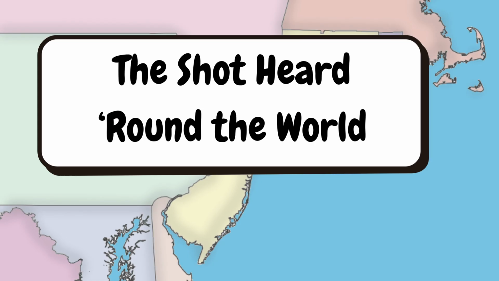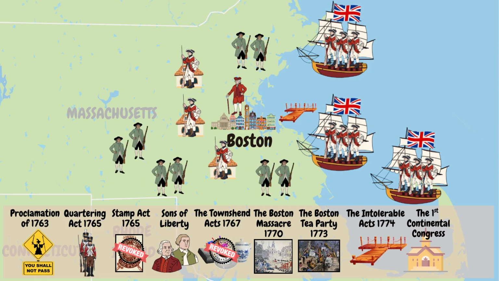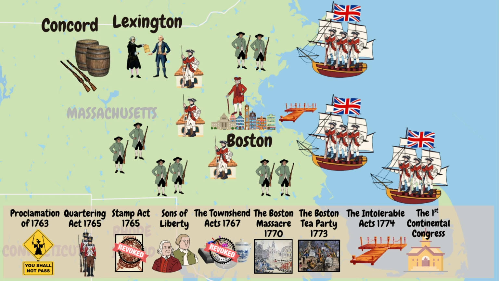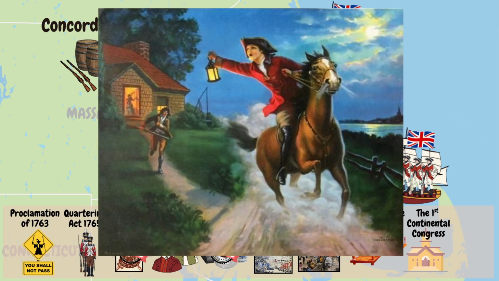The shot heard round the world. Meanwhile in Boston, militia groups started to form. Sam Adams and John Hancock, the Sons of Liberty, were hiding in Lexington. And there were a number of supplies and weapons hidden in Concord. General Gage decided to gather his troops in order to capture both at the same time. Paul Revere also alerted the colonists that the British were coming.